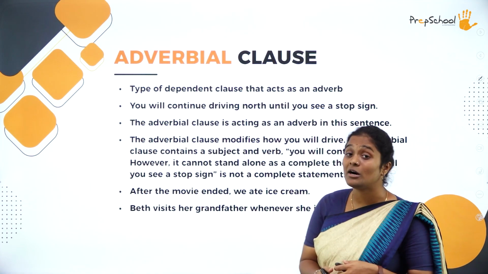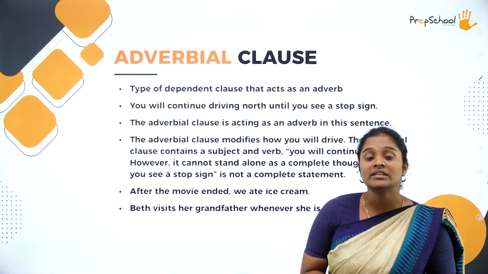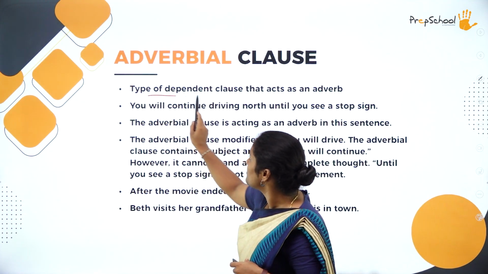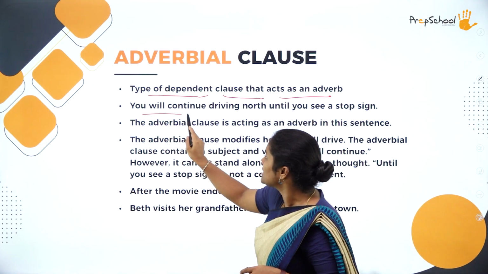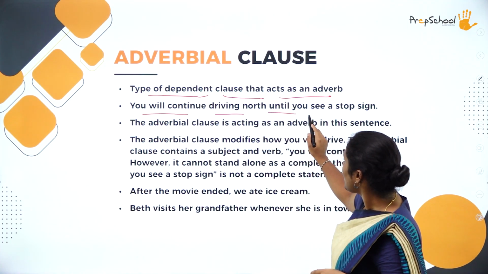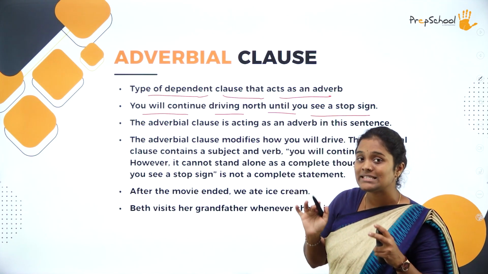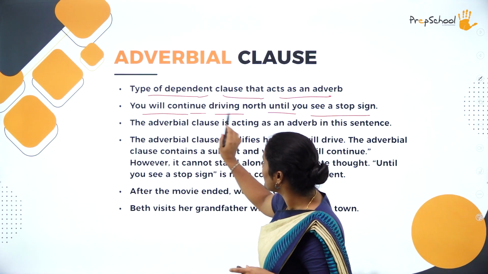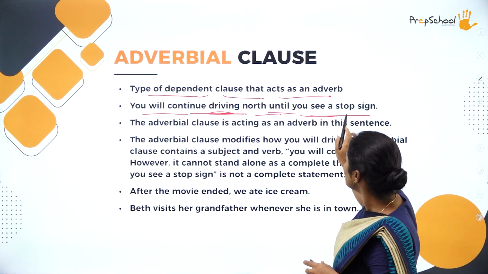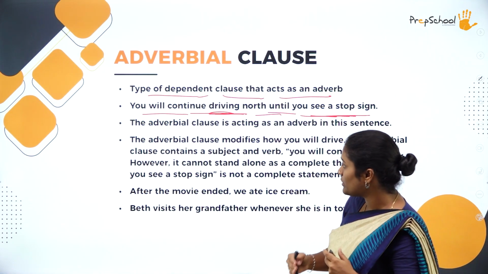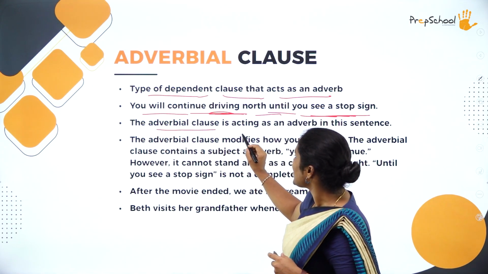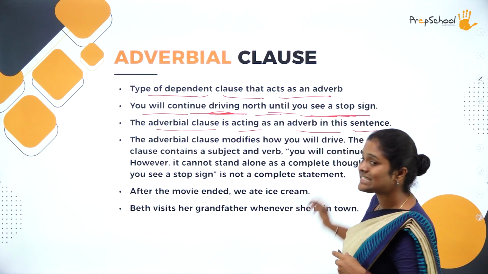Moving forward to adverbial clauses. This is a type of dependent clause that acts as an adverb. Clear? You will continue driving north until you see a stop sign. There needs to be a stop sign for us to stop driving. The adverbial clause is acting as an adverb in this sentence.